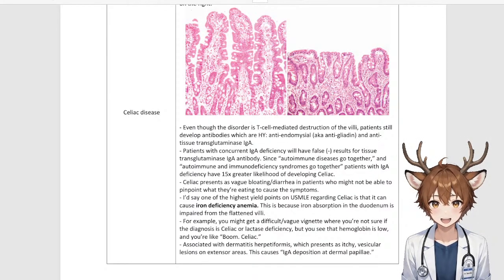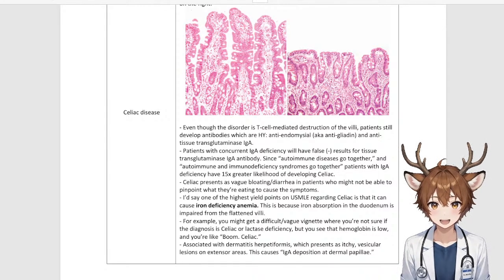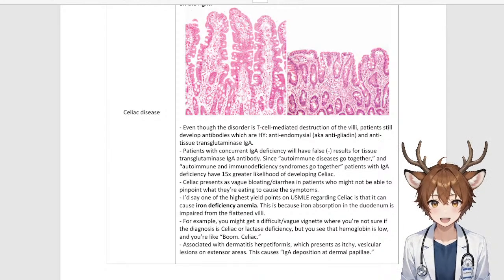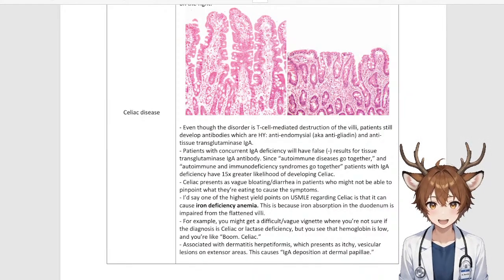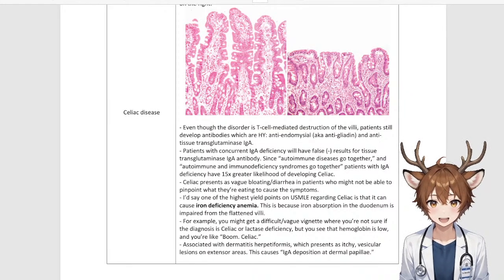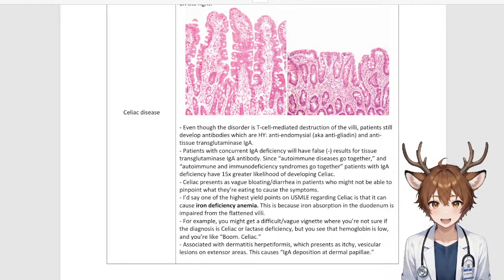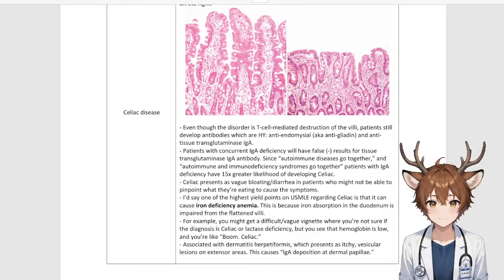Even though the disorder is T-cell mediated destruction of the villi, patients still develop antibodies, which are high yield: anti-endomysial, anti-gliadin, and anti-tissue transglutaminase IgA. Patients with concurrent IgA deficiency will have false negative results for tissue transglutaminase IgA antibodies, since autoimmune diseases and immunodeficiency syndromes go together. Patients with IgA deficiency have 15 times greater likelihood of developing celiac.